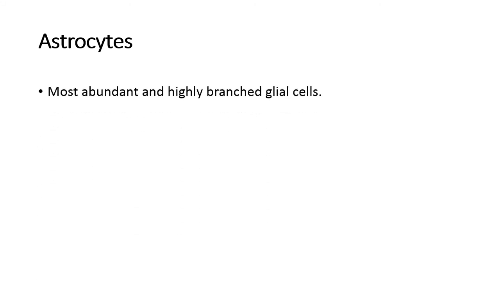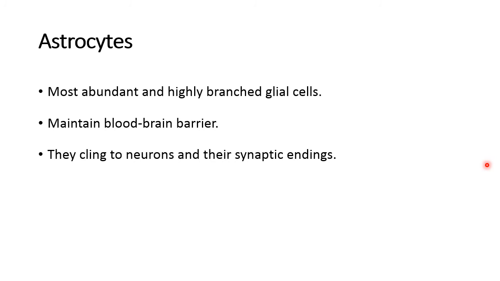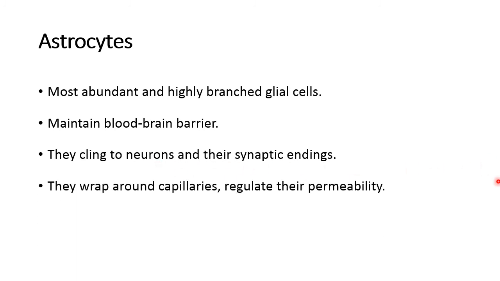The second type is the astrocytes, which are the most abundant and highly branched glial cells. They maintain the blood-brain barrier, and they cling to neurons and their synaptic endings, and they can wrap around the capillaries and regulate their permeability.